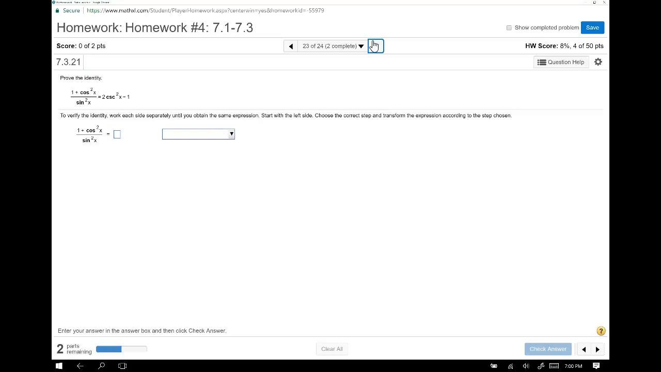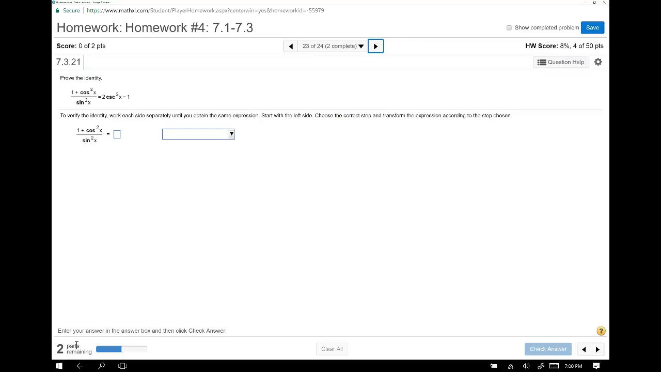All right, so this one says work each side separately until you obtain the same expression. Start with the left side. Choose the correct step and transform the expression. In the last two examples I did, they only wanted us to work with one side. On this one, they want us to work with both sides. So I'm going to do one more. It looks like a fairly short problem though, because the bottom left corner says only 2 parts remaining. So it looks like there is maybe not much to do on this problem.